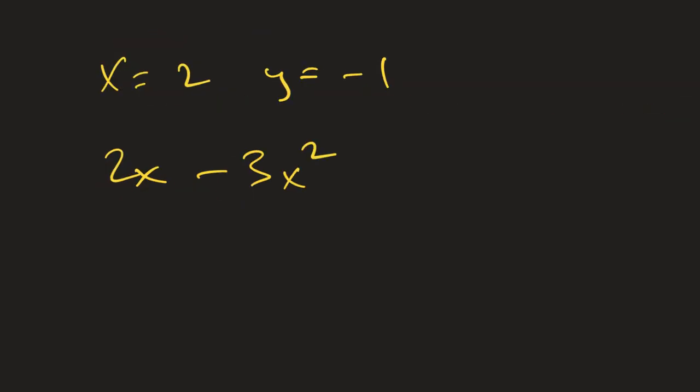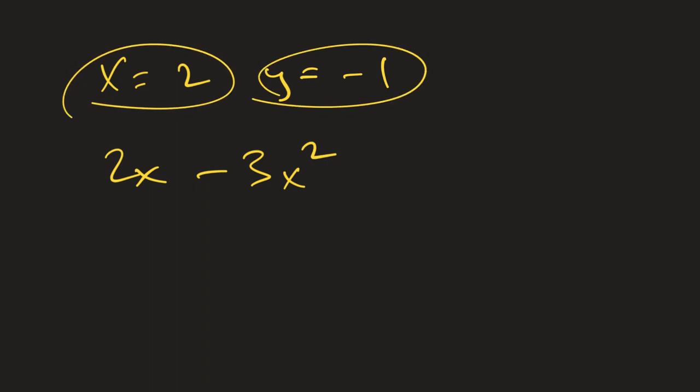Evaluating. They will define the variables for you. x equals 2, y equals -1. That 2 gets to go here for x. This -1 gets to go here for y. My fault, that should be a y. That -1 will go here for y.